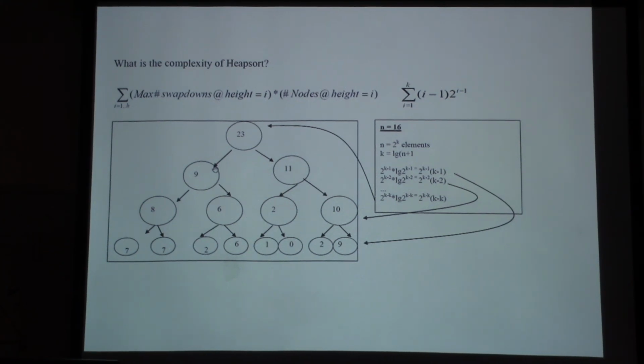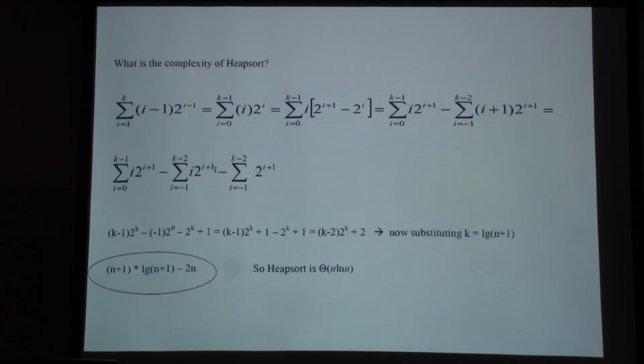Okay, so the solution is going to be: the maximum number of swap downs at height i is going to be i minus 1, and the number of nodes is going to be 2 to the i minus 1. If we solve this one, we will get (n plus 1) times lg(n plus 1) minus 2n. So our comparison heap sort is theta n log n, which is not surprising because we saw proof last class that the comparison sorts require n log n at the very least.